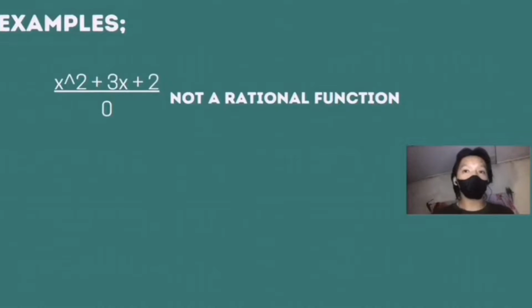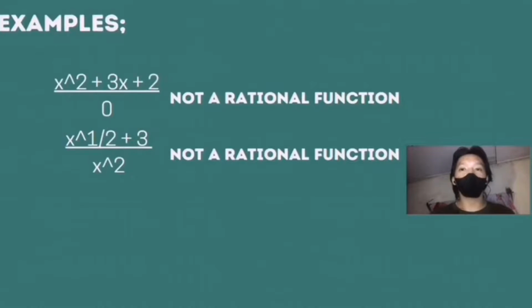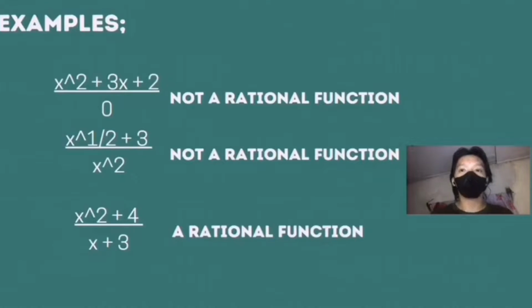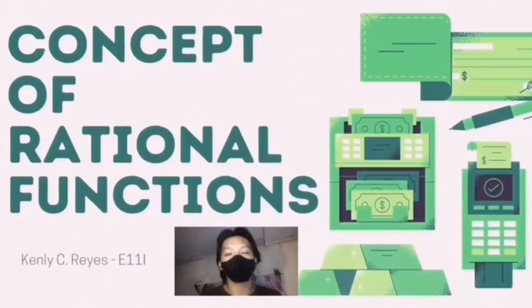Examples: x squared plus 3x plus 2 over 0 is not a rational function, since the denominator is 0. x raised to 1/2 plus 3 over x squared is not a rational function. The exponent is a fraction, which makes it undefined when calculated. x squared plus 4 over x plus 3 is a rational function since the denominator is not equal to 0 and the exponent of the numerator is not a fraction.